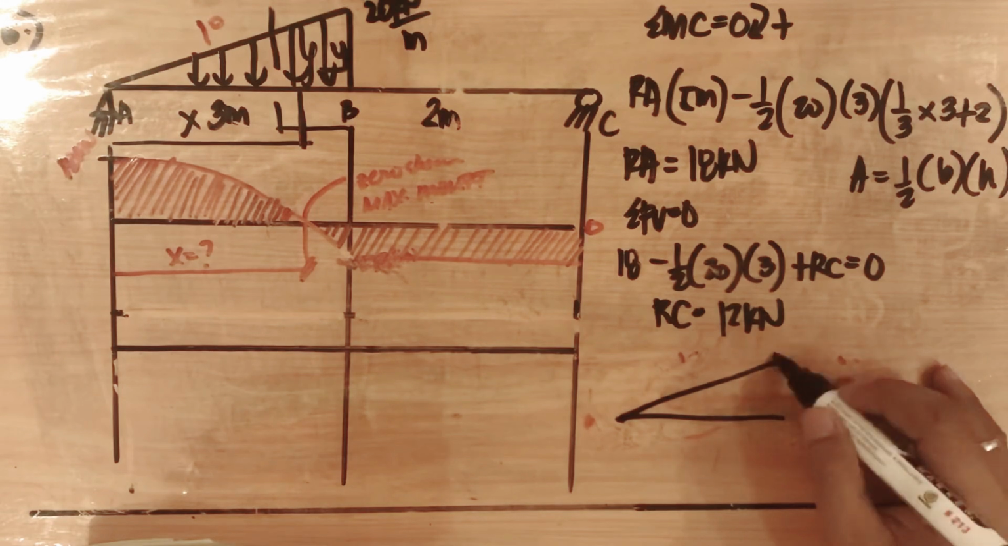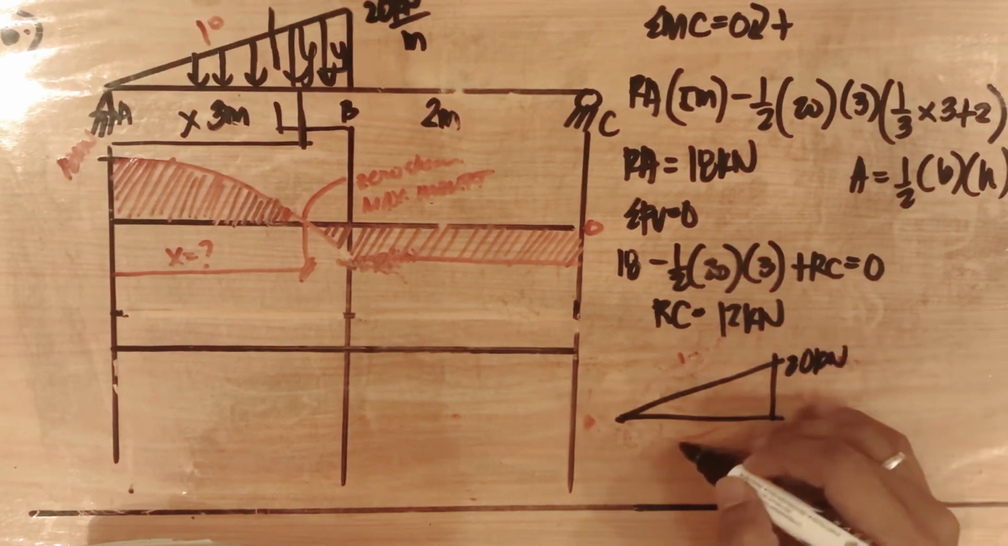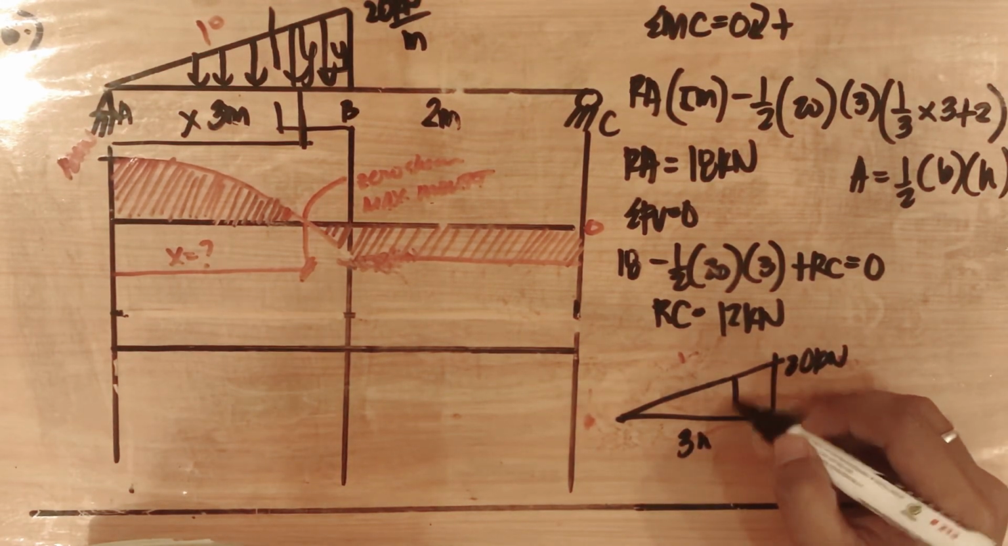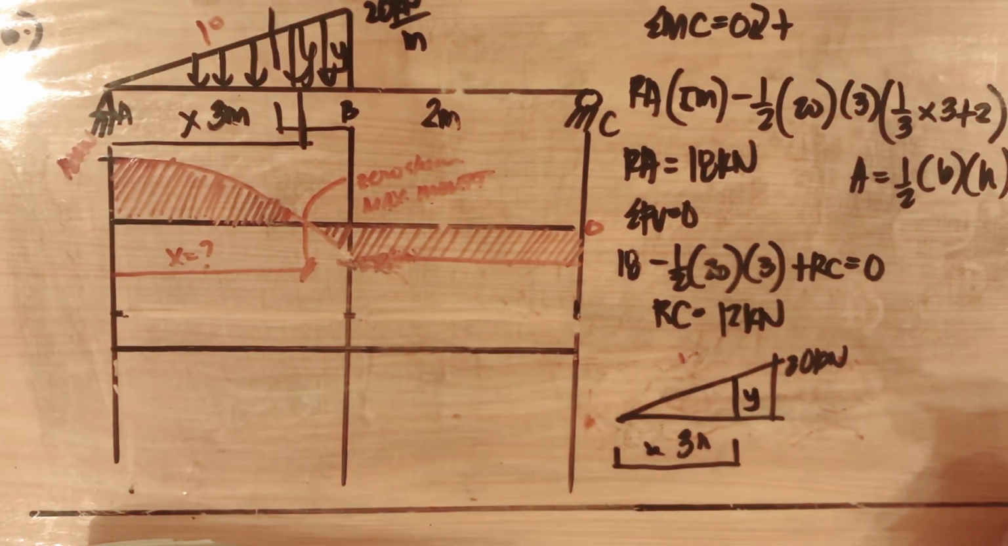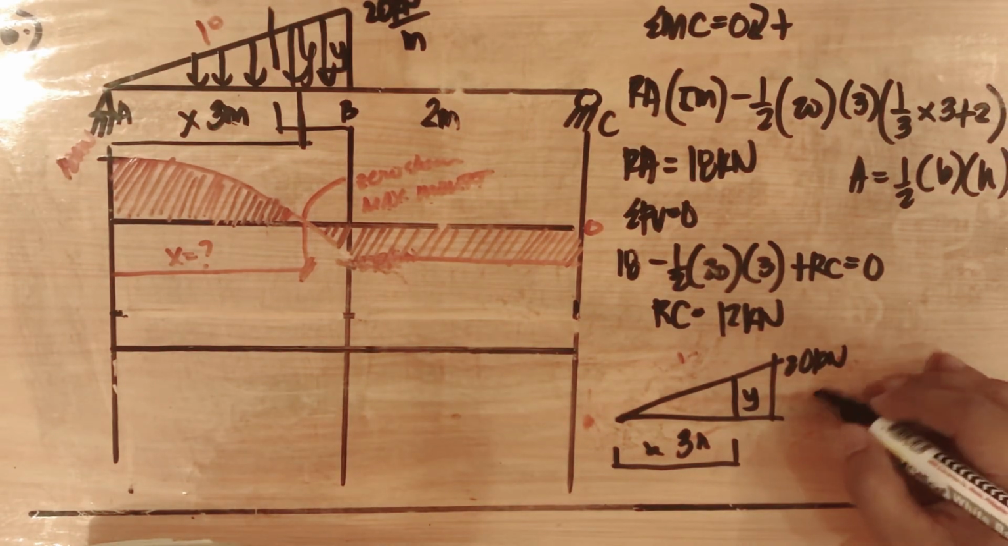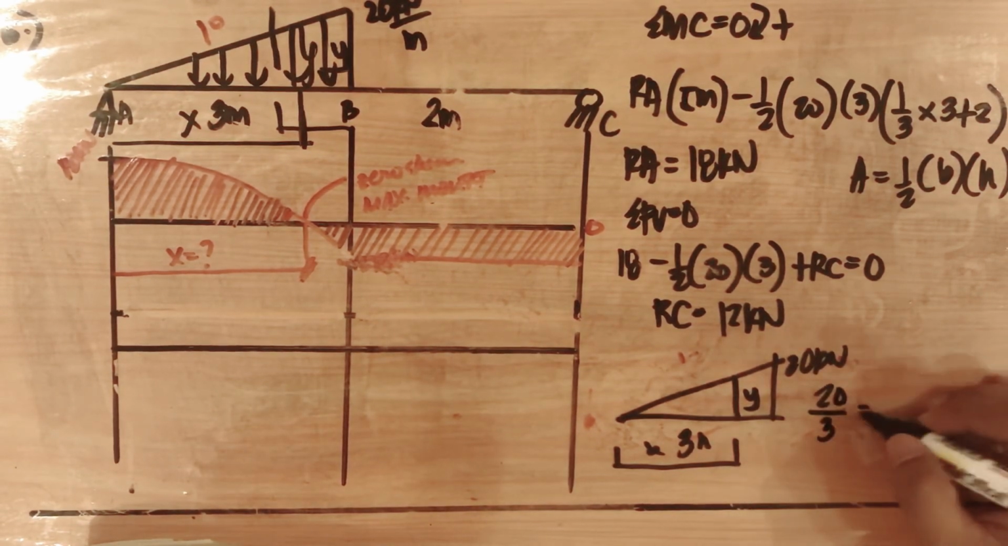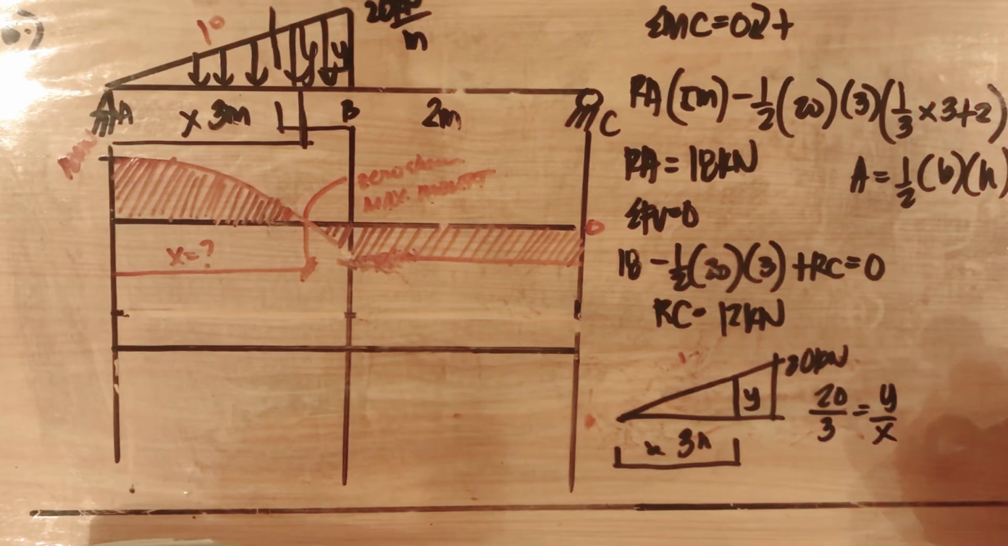So, ito yung malaking triangle. So, 20 kN per meter. Then, ito yung 3. So, dito, yung distance nito is x. So, ito, tawagin natin siyang y. So, based from similar triangles, 20 divided by 3 is equivalent to y divided by x.